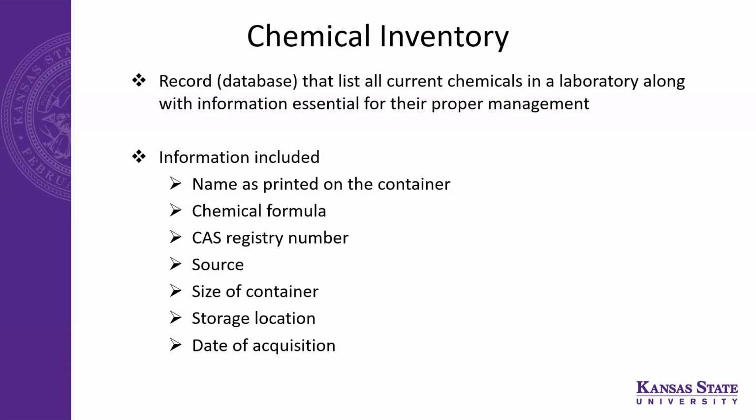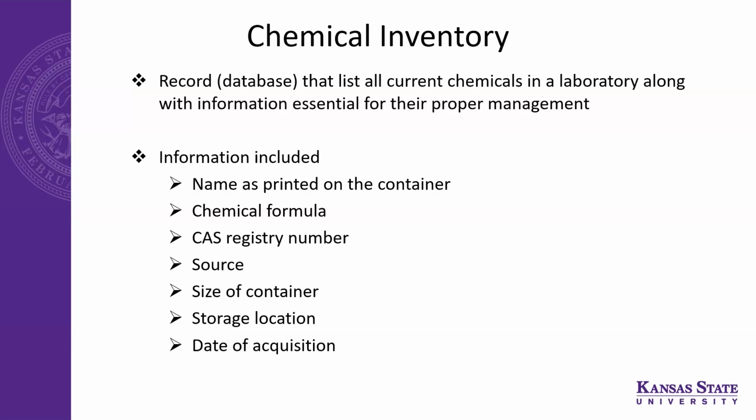So this is the information which should be included in a chemical inventory. Name as printed on the container, not the formula. Say you have your chemical inventory with formulas. Not all people may have the proper knowledge to read the chemical formula. So that is why it's important to print the name as explicitly as possible. And of course, there's no harm in having the formula along with the name, but not only the formula. And the CAS registry number. The CAS registry number is a unique number associated with each and every chemical.